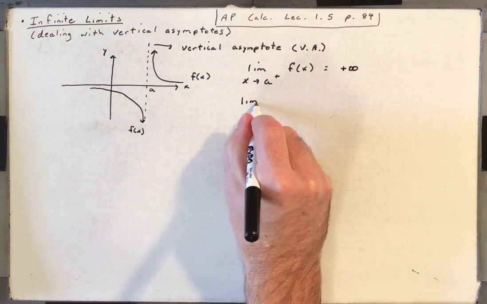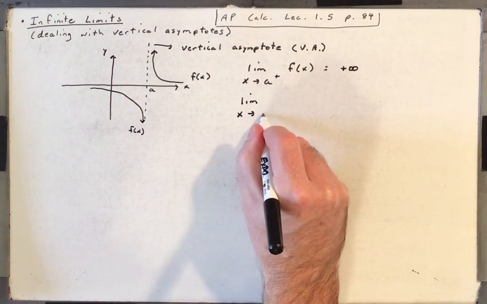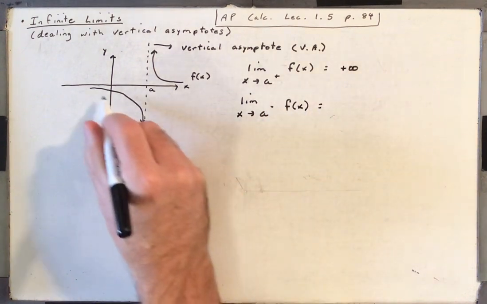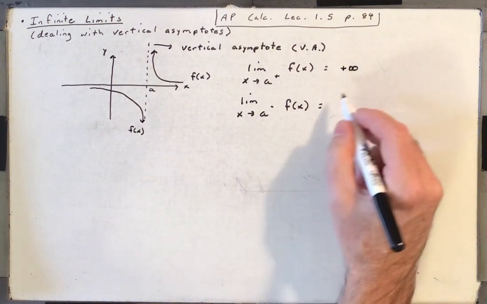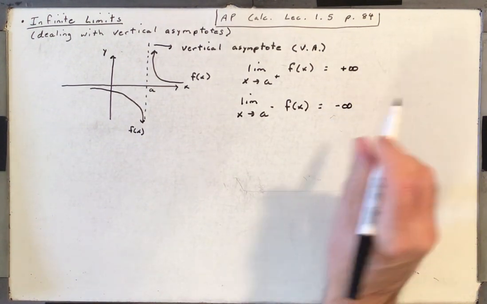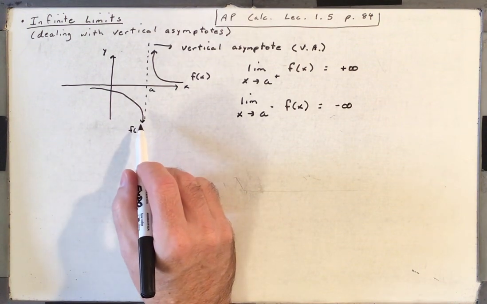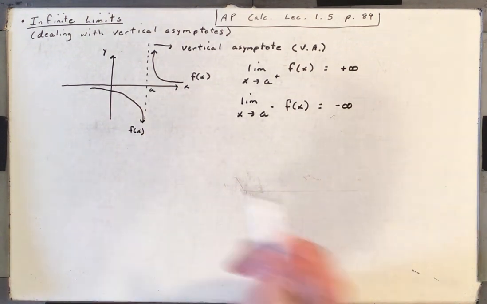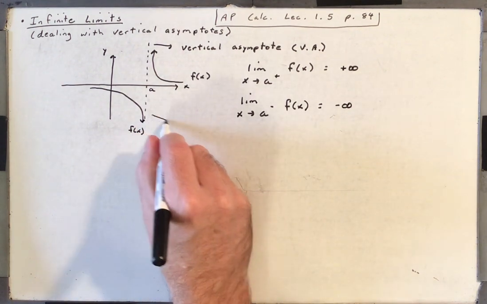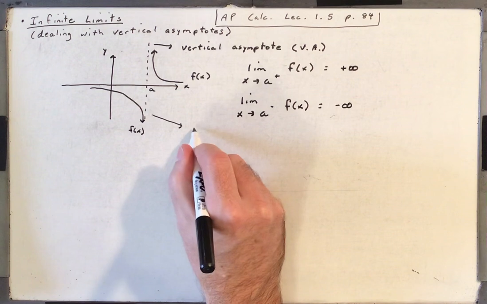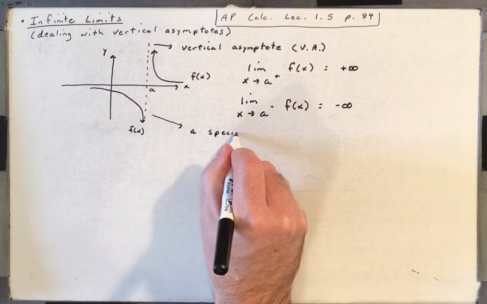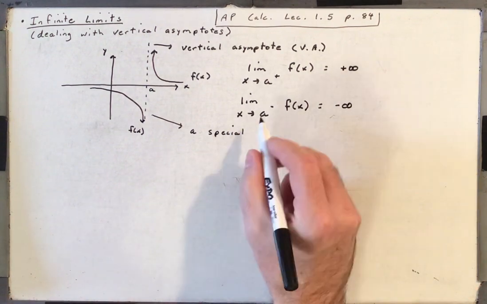If we take the limit as x approaches a from the left of f of x, here it's going down, down, down, down, so that's negative infinity. All right, just never crosses that asymptote. So this is really just a special kind of discontinuity. So a vertical asymptote is a discontinuity. So section 1.5, we're still dealing with a discontinuity.